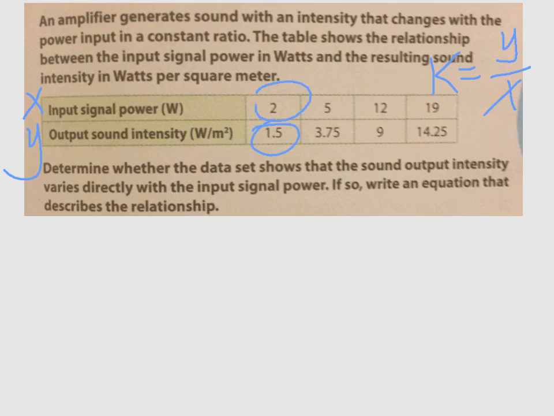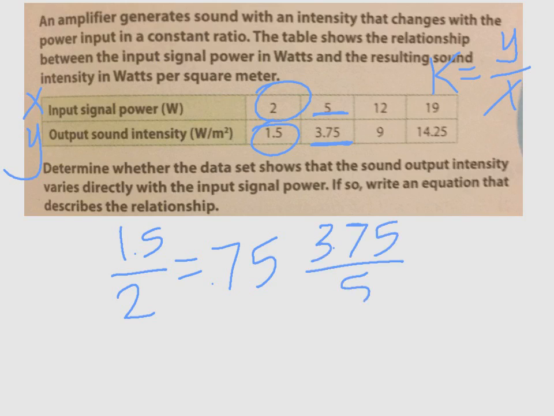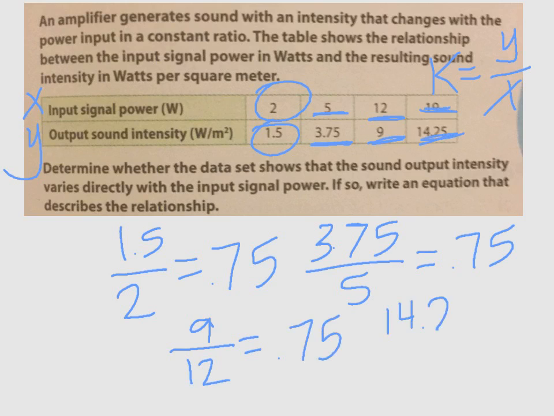So our first one is 1.5 divided by 2, which, if you don't have your calculator, is 0.75. Then we're going to check the next two. 3.75 divided by 5, and again that is 0.75. You can't stop there. You have to try them all. You can't assume that they're all the same. Then you have 9 over 12 equals 0.75. And then 14.25 divided by 19, which again is 0.75.